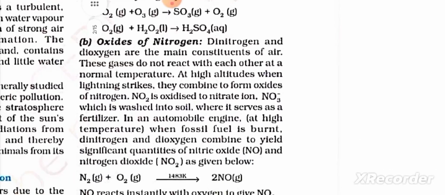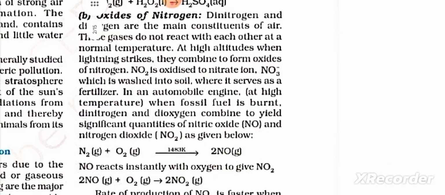B is oxides of nitrogen. Dinitrogen and dioxygen are the main constituents of air. These gases do not react with each other at normal temperature, but at a higher altitude when lightning strikes, they combine to form nitric oxide. NO2 is oxidized to nitrate, NO3 negative, which is washed into the soil, where it serves as a fertilizer. It is also formed in an automobile engine at high temperature.